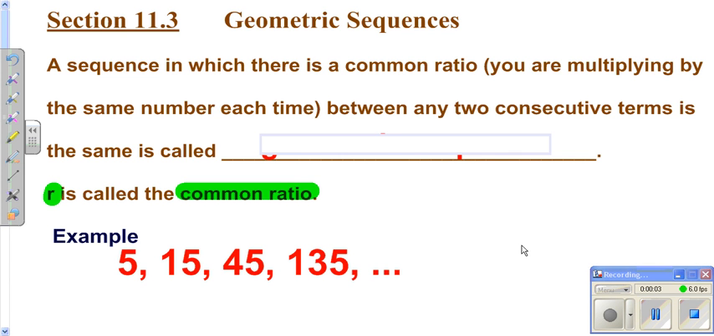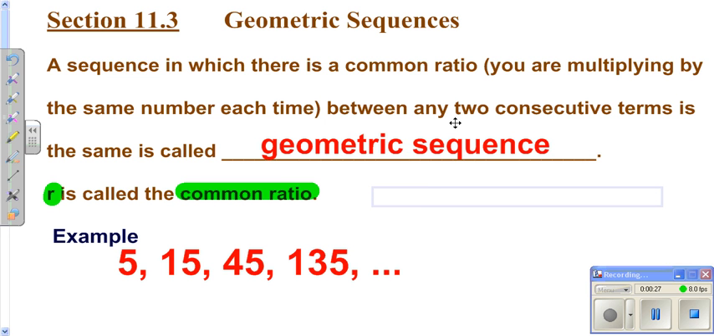We're now going to take a look at a different type of sequence. We've looked at an arithmetic sequence, where you added the same number each time to go from one term to the next term. We're now going to look at a sequence called a geometric sequence. A geometric sequence is basically when you are multiplying by the same number to go from one term to the next term each and every time.